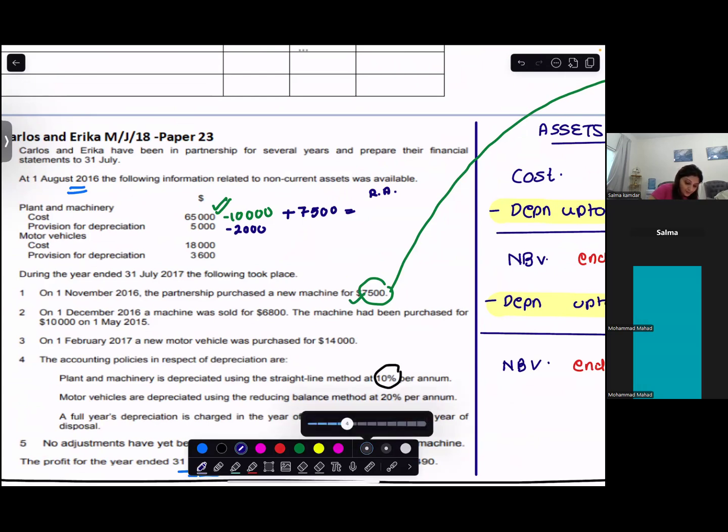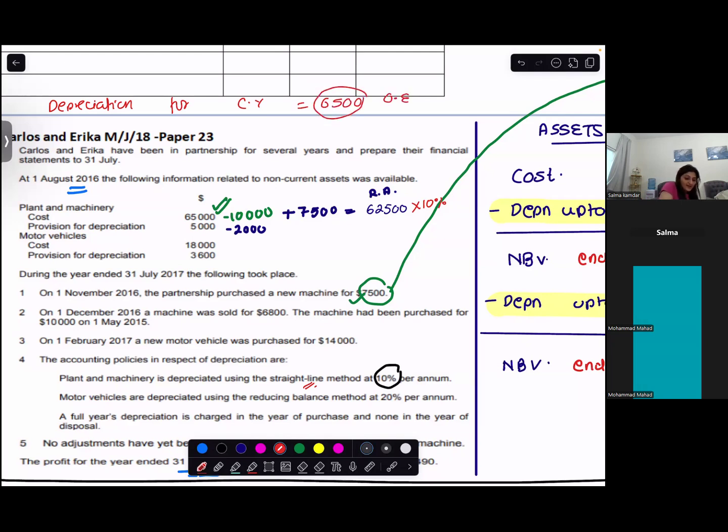Full year's depreciation in the year of purchase? Yes. Okay. So my remaining assets are from the 65,000, I will minus the 10,000 and add the 7,500. So my remaining assets are 62,500. Full year depreciation in the year of purchase. Depreciation is on straight line method. So depreciation for the current year is 6,500, which will be recorded in other expenses.